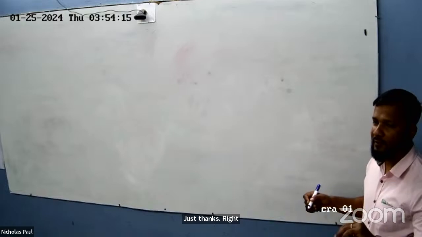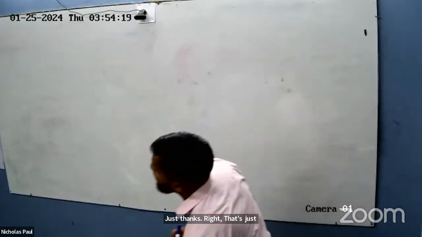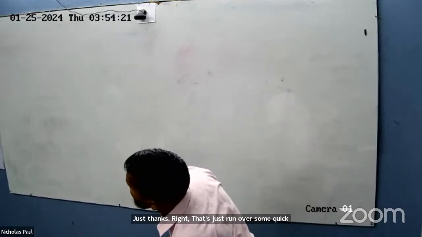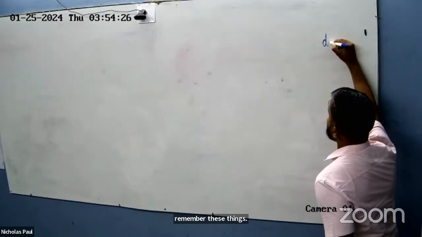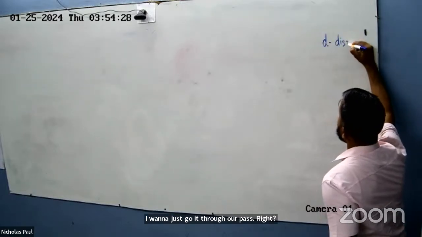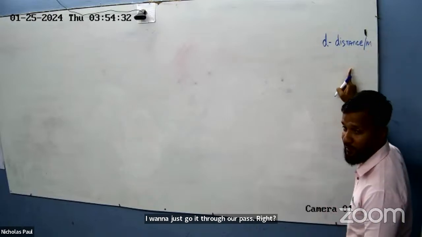So before we do that, let's just run over some quick definitions. I'm not sure how much you all remember these things, so I want to go over them fast. The first thing we need to remember is D is distance. Distance is the total length traveled and it's in meters.